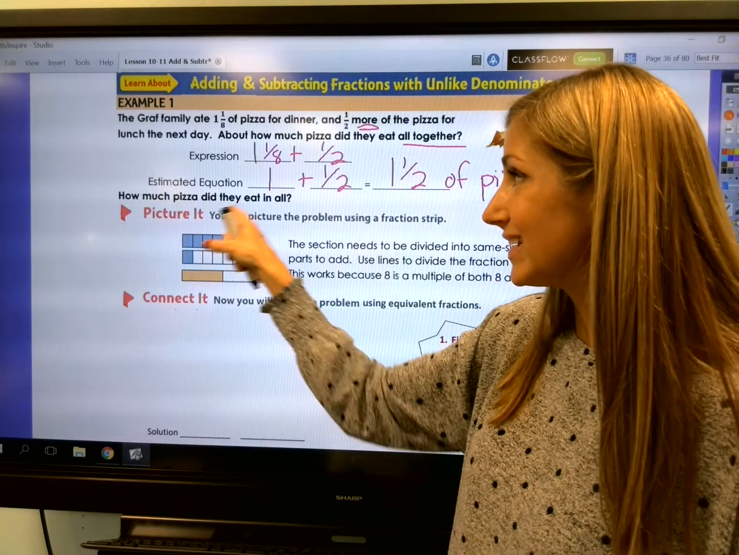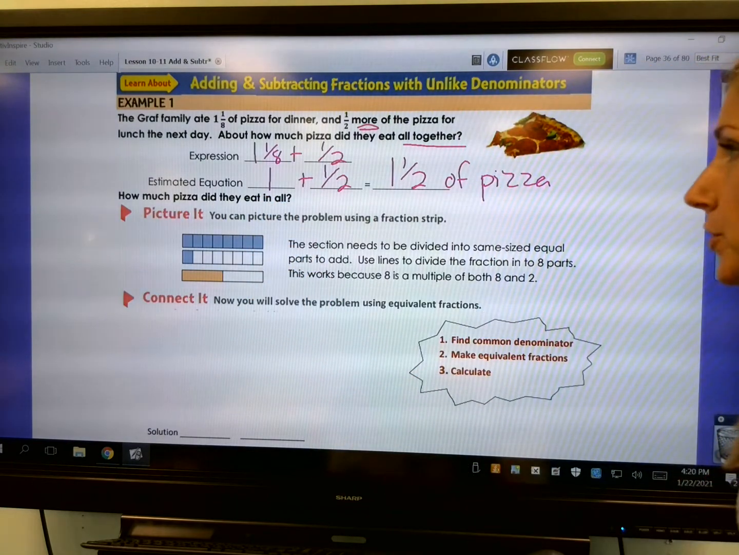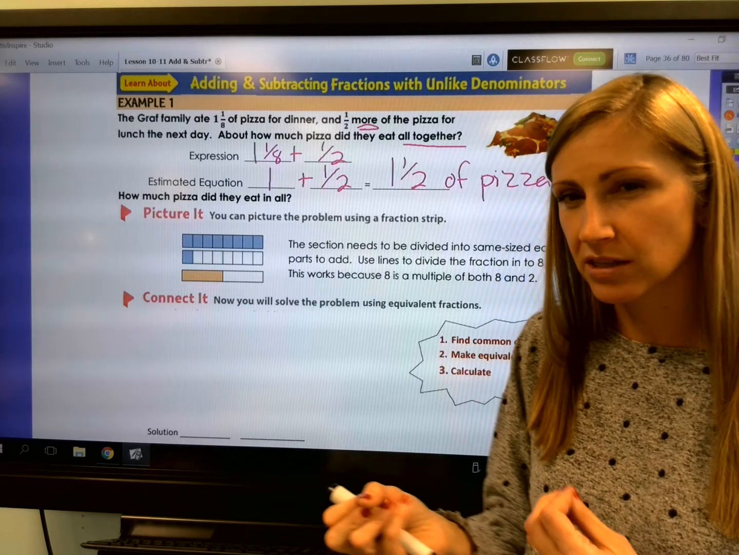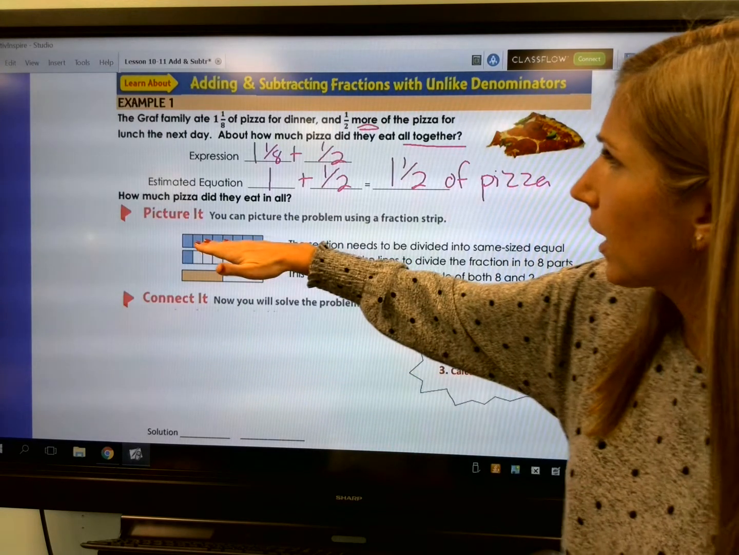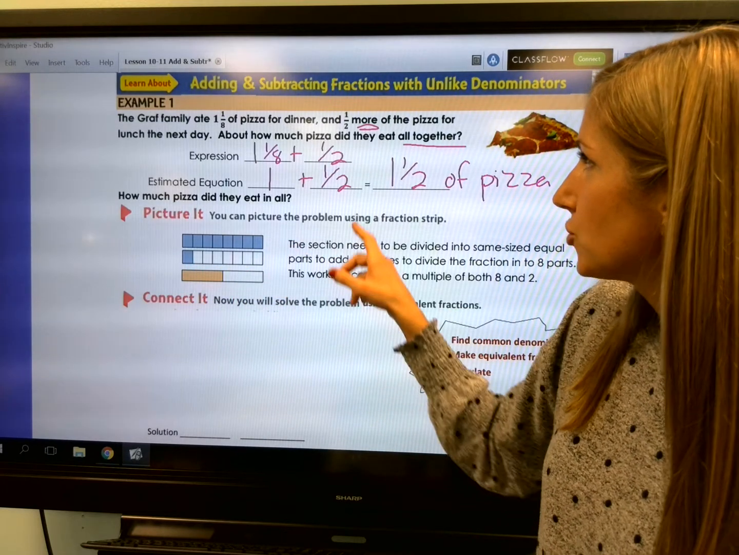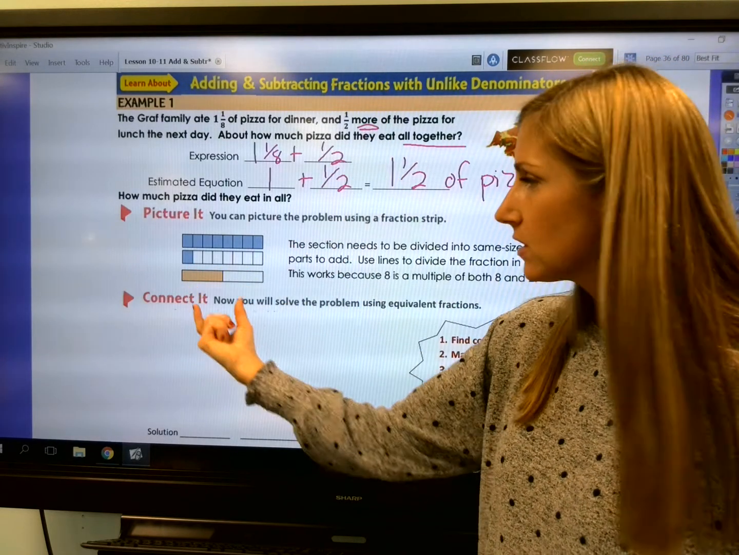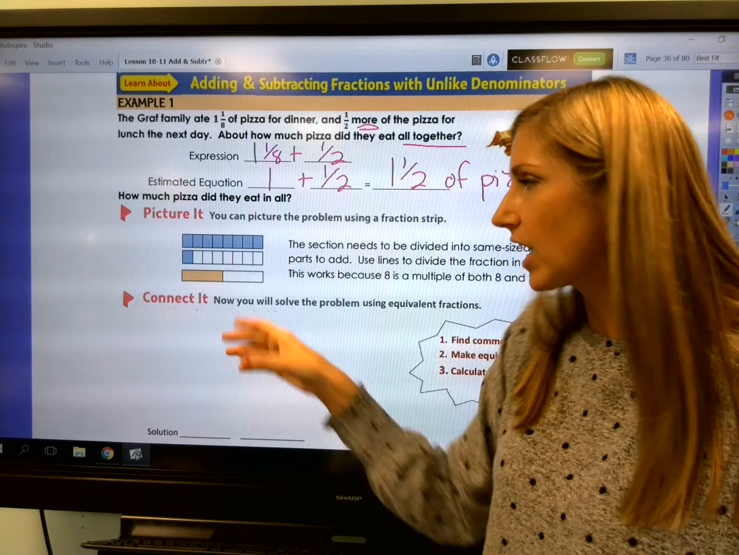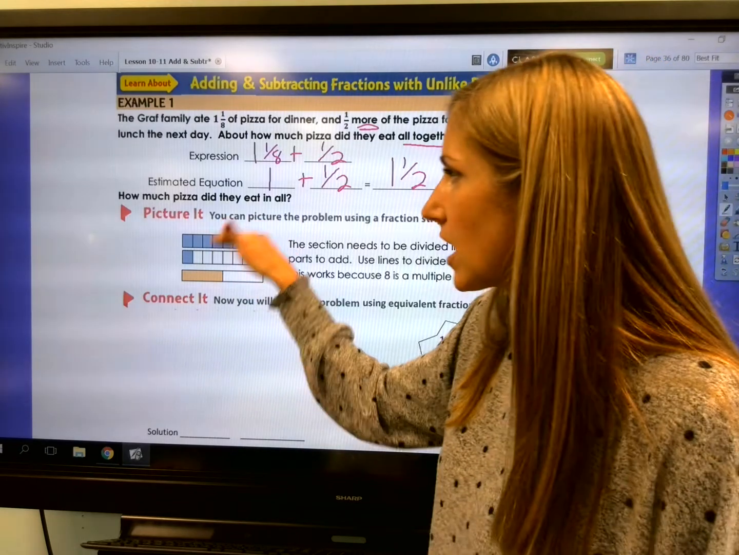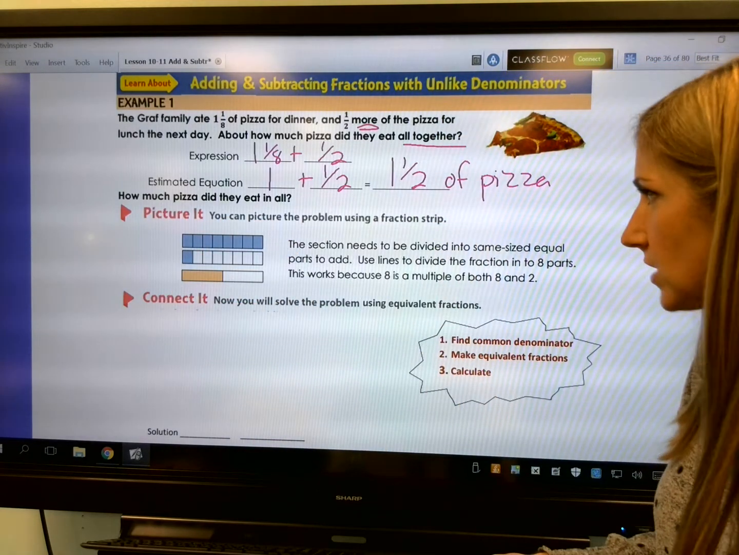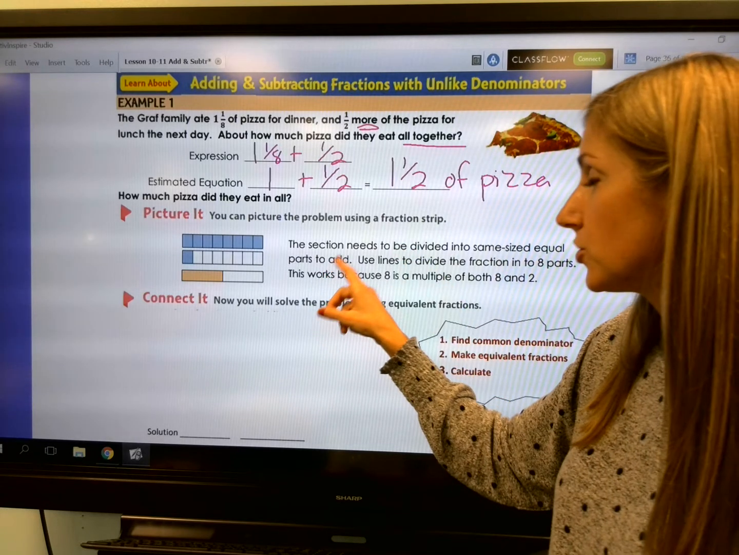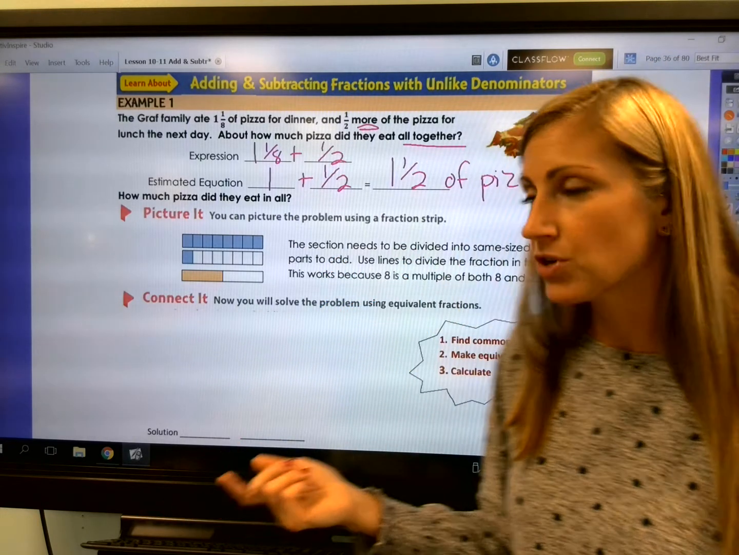Okay? So now that we have our estimate, we can get to the actual answer. How much pizza did they actually eat in all? So first, what we are going to do is picture this problem and kind of look at those different pieces and the sizes. So here we have that 1 1/8 of pizza, and then showing if we had a half more. We can see these halves are not the same size. We can't just say it's 1 more with the 8s, and we can't just say the 8s go with the half if they're not in the same size. So the section needs to be divided into same size, equal parts to add. This also is true for subtraction.